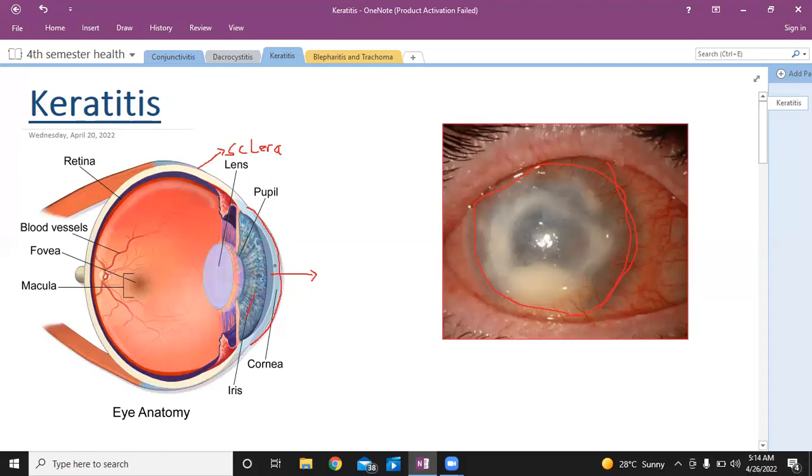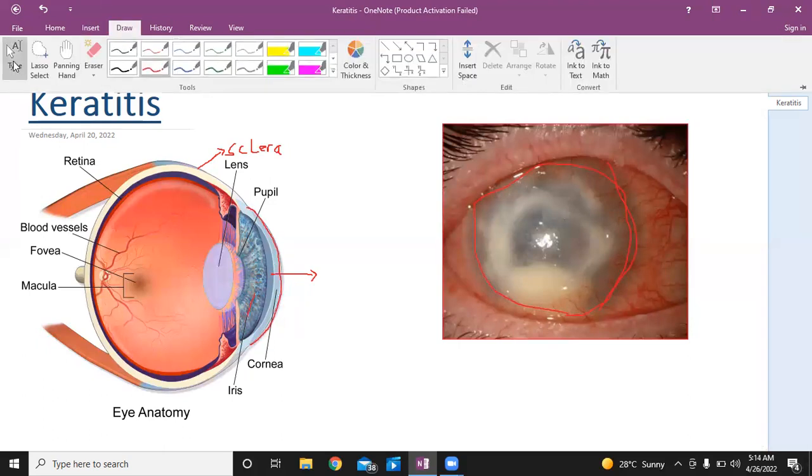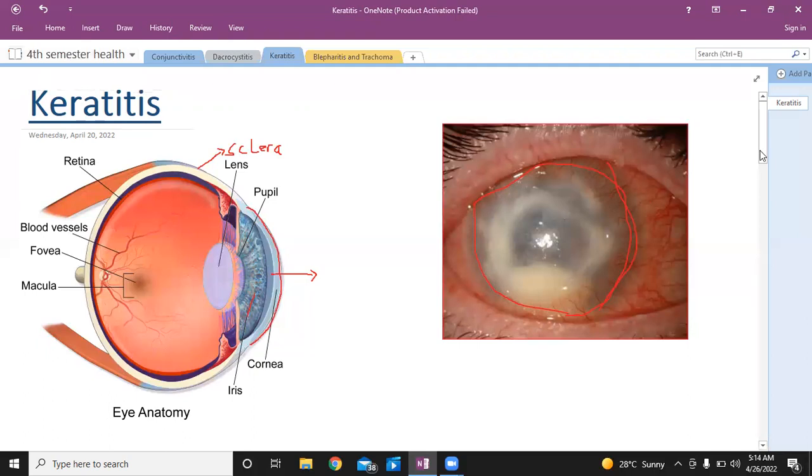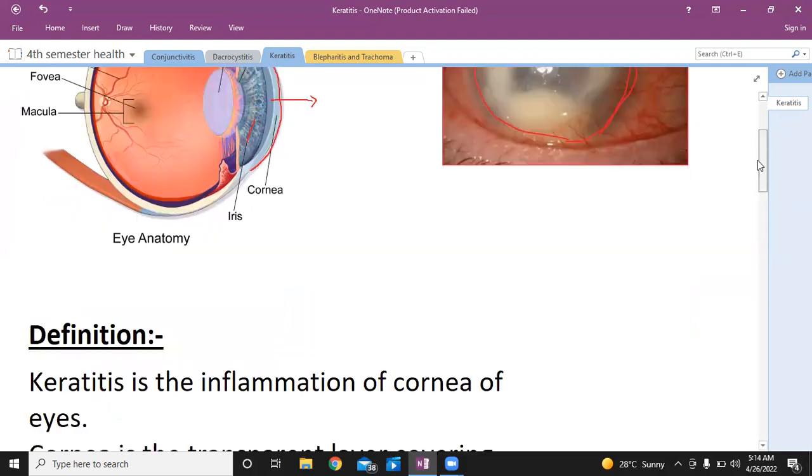Okay, so what causes this inflammation? There are actually a number of reasons and a number of causative agents. We are going to talk about all of these causative agents and different types of keratitis. There may be infectious keratitis, photokeratitis, traumatic keratitis, and a number of other reasons, which we are going to talk about one by one.